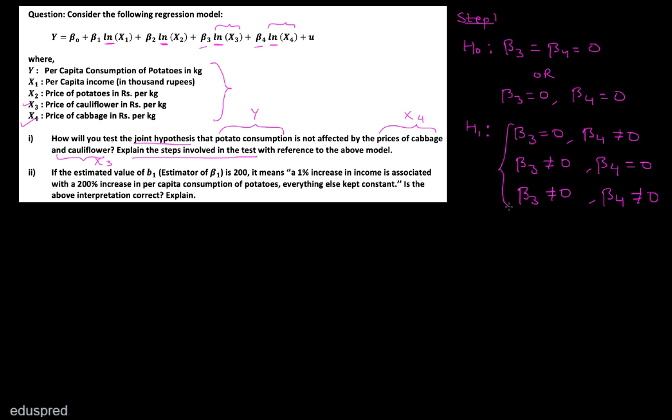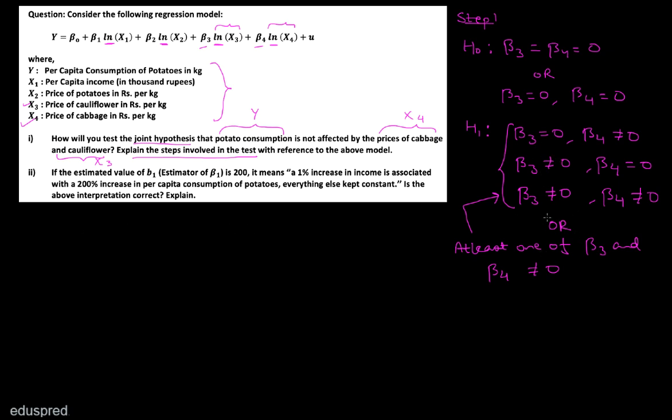Instead of writing these three possibilities, you can also write a statement, and that statement is at least one of beta 3 and beta 4 is not equal to 0. And if you write this statement, then it will cover all these three possibilities. Okay, so you can write the alternative hypothesis in either manner. That's your step number 1.